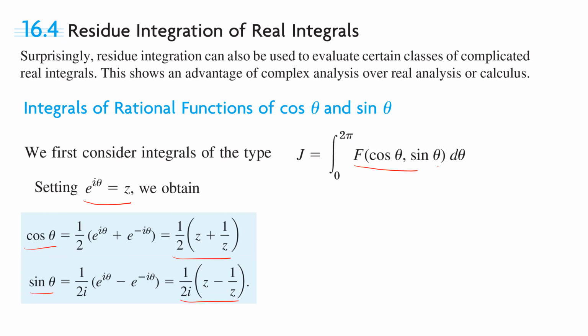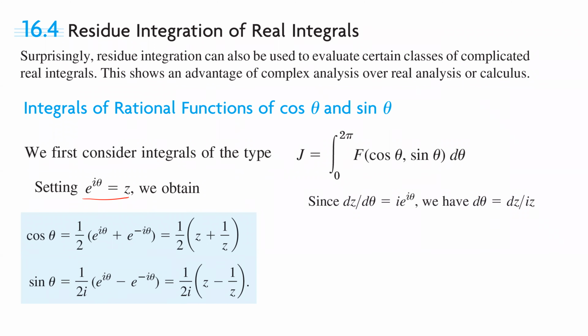Okay, so then we can write any function of sine and cosine in terms of z. So it becomes a function of z only. And then dz over d theta: if you take the derivative with respect to theta on both sides, it becomes i e to the i theta. Again, e to the i theta is z. Therefore, dz over d theta becomes iz.